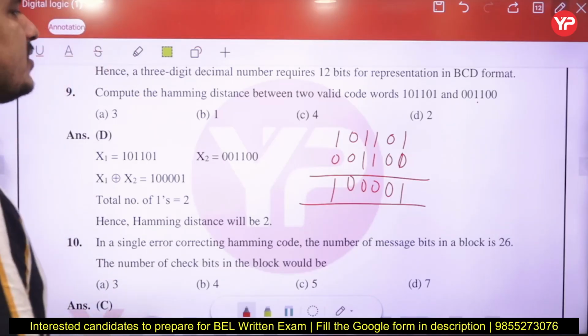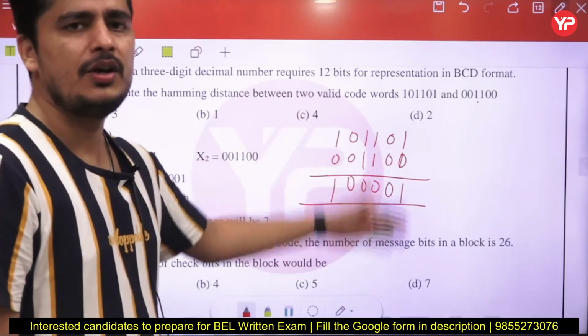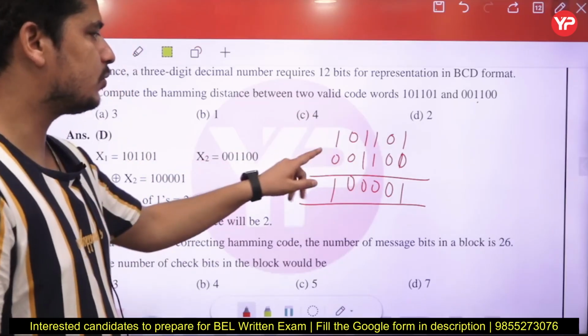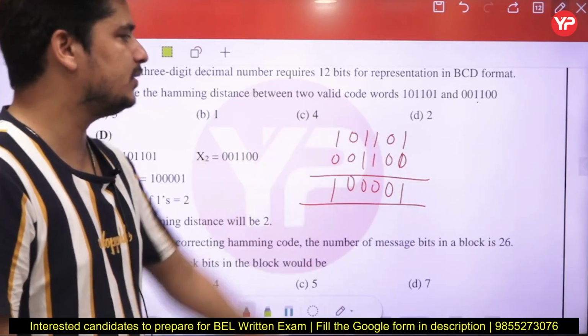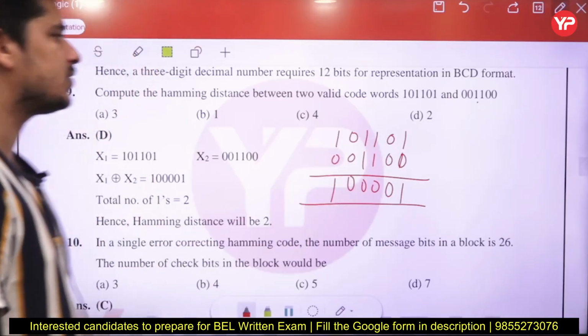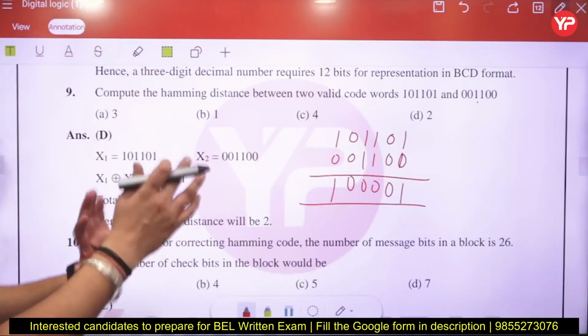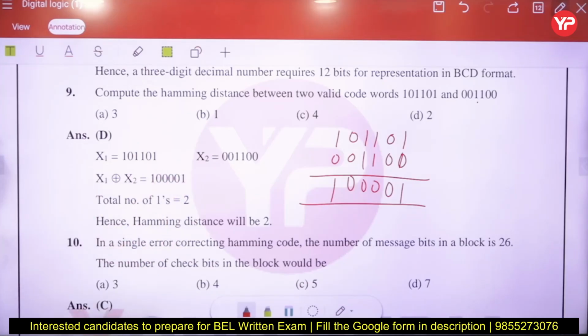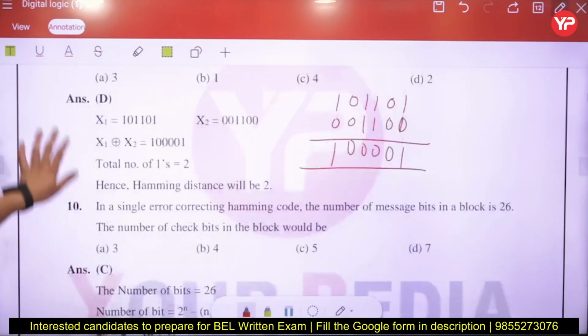Or directly you can check how many bits are different between these two. The first bit is different and the last bit is different; the rest of the bits are the same. Hamming distance means the two codes are different in how many bits, that is called the Hamming distance.